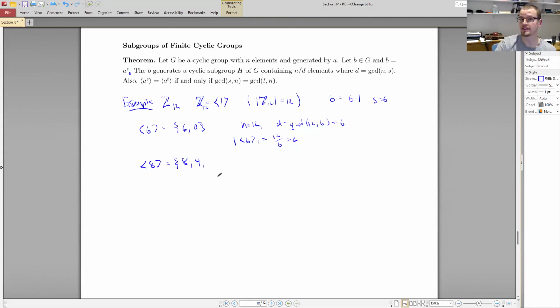4 plus 8 is 12. 12 mod 12 is 0. 0 plus 8 brings us back to 8. So 8 generates this particular subgroup.